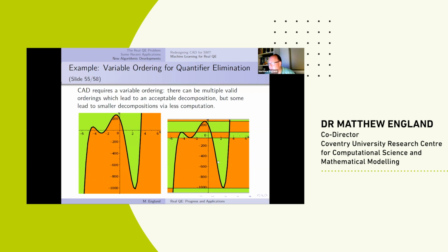So this choice doesn't change whether my answer is correct or not, but it does change how much work I have to do to get the answer and how the answer is presented. So I end up with a way load more cells. They're still cylindrical cells that are sign invariant. So if I take one sample point from each and numerically sample, I'm still guaranteed to get a right answer. But the point is, some of those cells could be merged quite safely. It's just that you don't know you can do that if you use the wrong variable ordering.